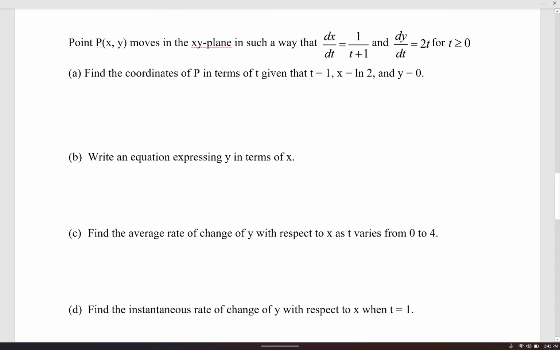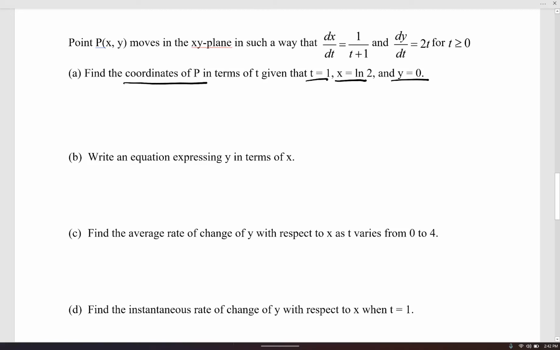Point P moves in the xy plane in such a way that there's the derivative of x and the derivative of y, for t greater than or equal to 0. Find the coordinates of P in terms of t, given that when t is 1, x is the natural log of 2, and y is equal to 0. Find the coordinates of P.